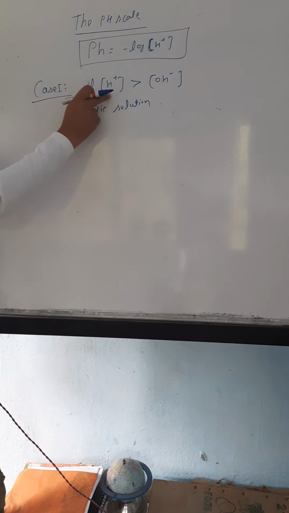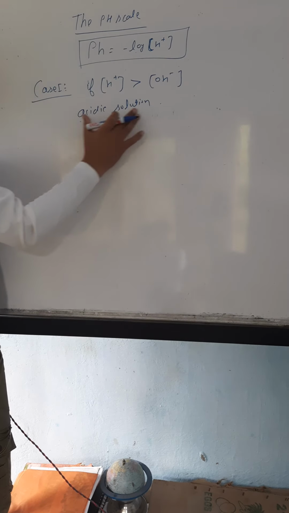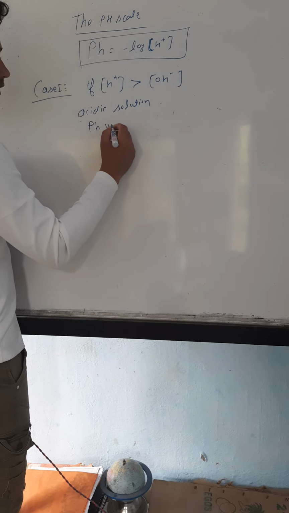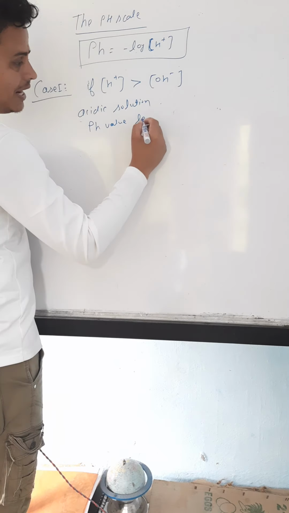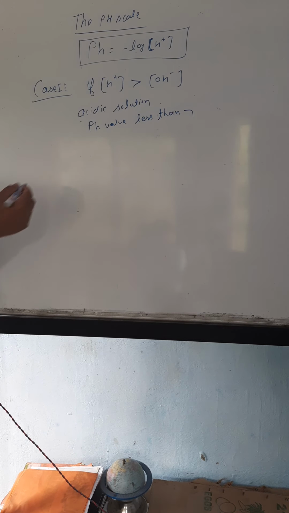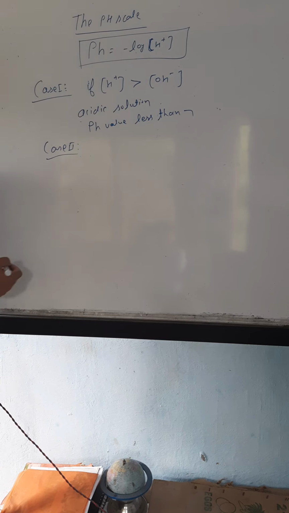So if the concentration of the H positive ion is more than OH negative ion, then such a solution will be known as the acidic solution, and its pH value will be less than 7. Remember this, pH value will be less than 7. Are you getting it?